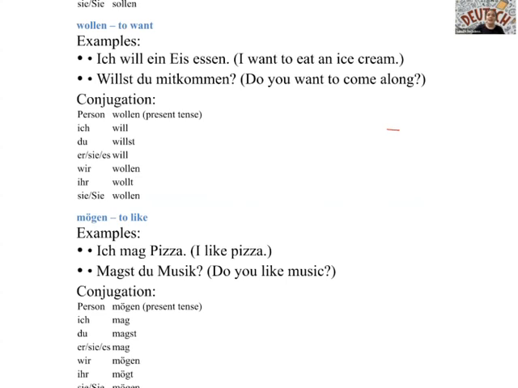Ich will ein Eis essen. I want to eat an ice cream. Willst du mitkommen? Do you want to come along? So the conjugation would be ich will, du willst, sie es will, wir wollen, ihr wollt, sie wollen.